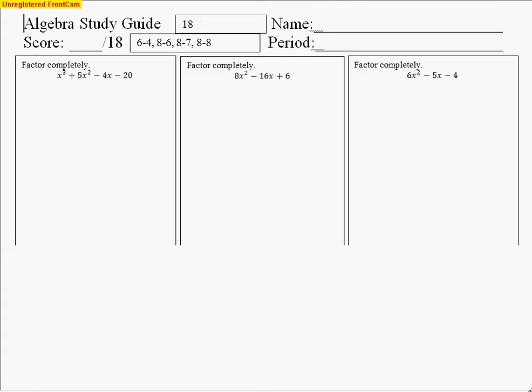This is the tutorial for Algebra Study Guide quiz number 18. So let's take a look at some of these problems that we'll see on this week's test. And so first problem, it says factor completely. So I want to look for common factors.